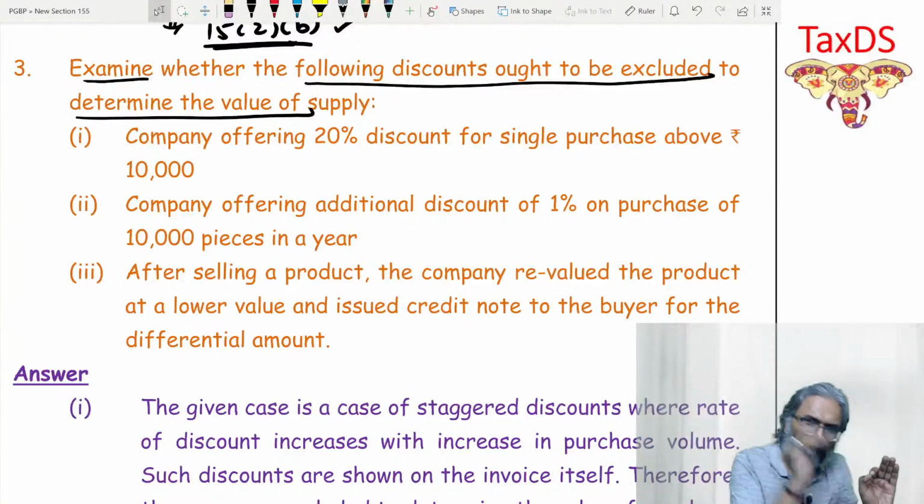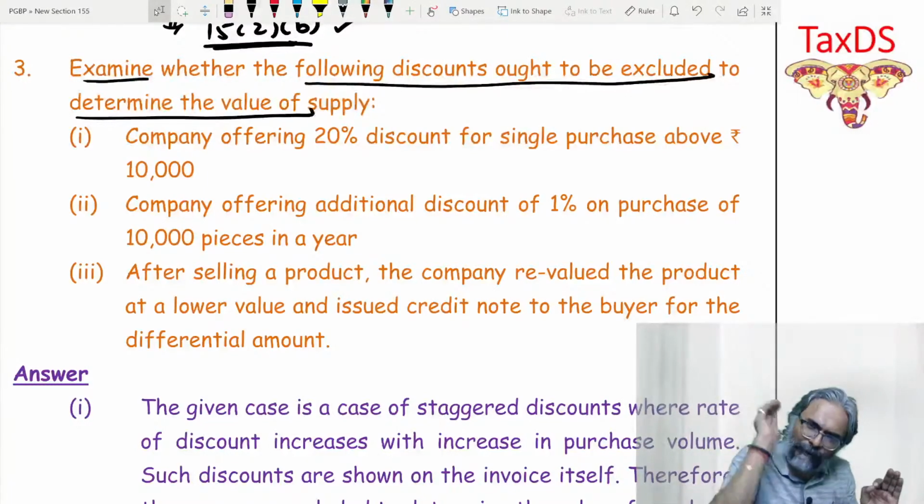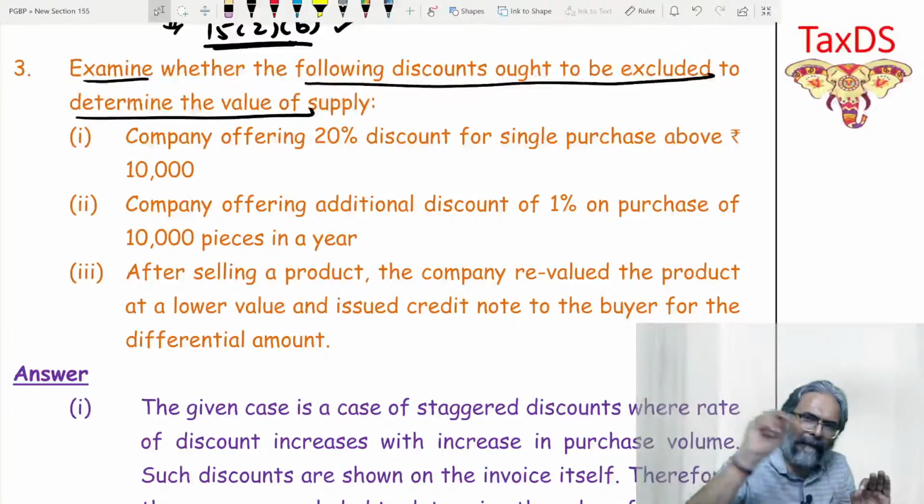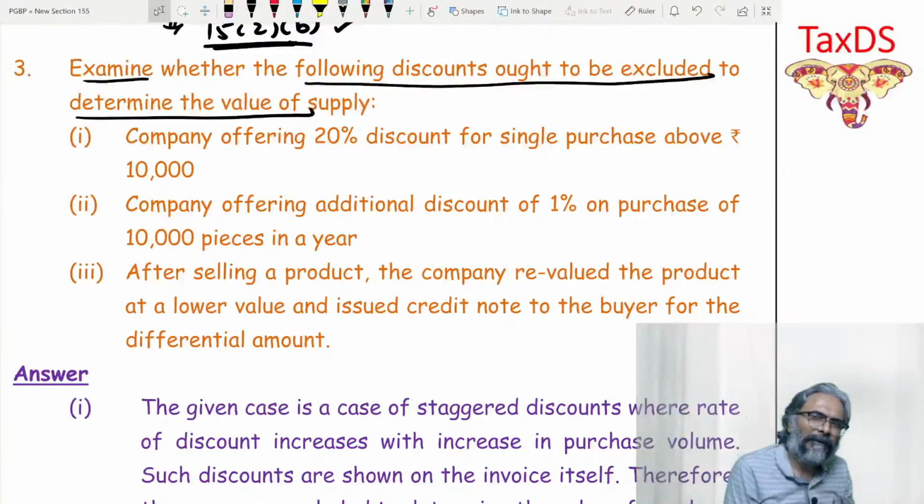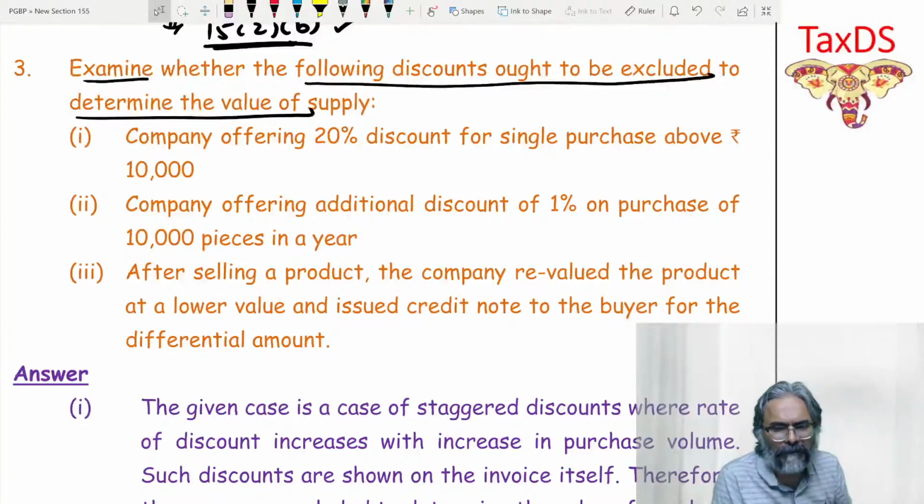Secondly, it is shown in the invoice. That is the condition of 15(3)(a). It should be shown in the invoice. Is it shown in the invoice? Answer is yes. And because it is shown in the invoice, therefore this 20% would be reduced. Will it be reduced? And the answer is yes, it will be reduced. I hope that all of you are clear with this one.